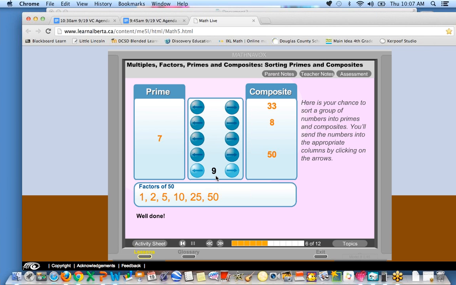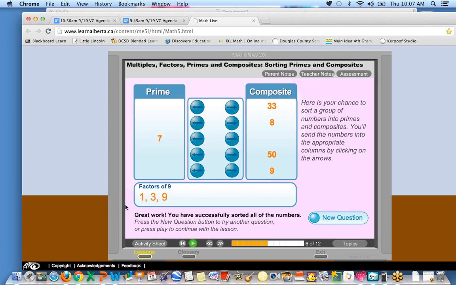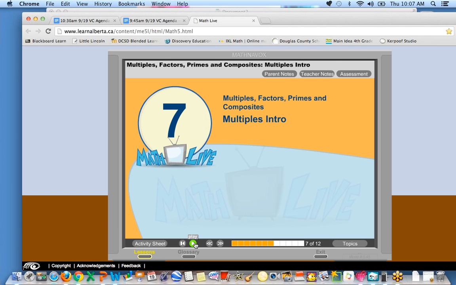And 9, prime or composite? Again, it's composite. We already did that one. Lots of factors for 9. Good. All right, let's switch gears a little bit, although it's very related, and move into multiples.